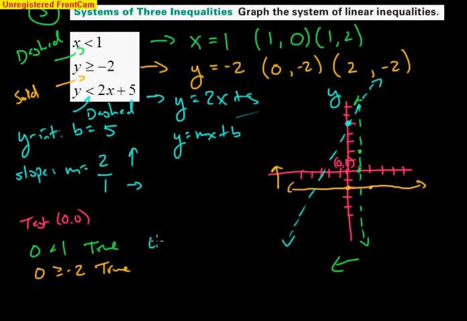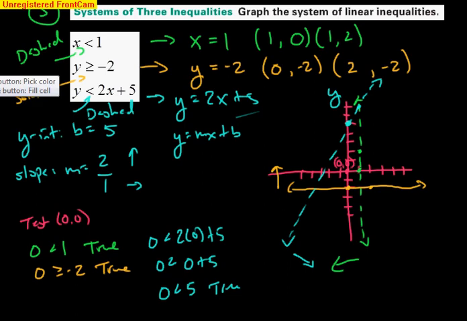And now the blue. Plug in 0 for y, 0 for x. 0 is less than 0 plus 5. 0 is less than 5. That's true. So I'm going to shade this one towards 0, 0, which is going to bring it back this way. So where is the overall shading? Well, it's to the left of the green, it's above the orange, but it's below the blue. And I hope you can see this triangular region where it's all going to intersect. And that is the solution to this system of inequalities.